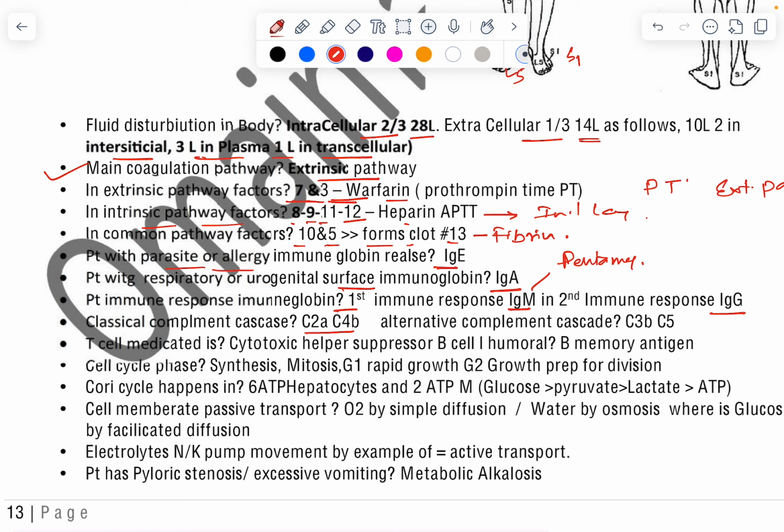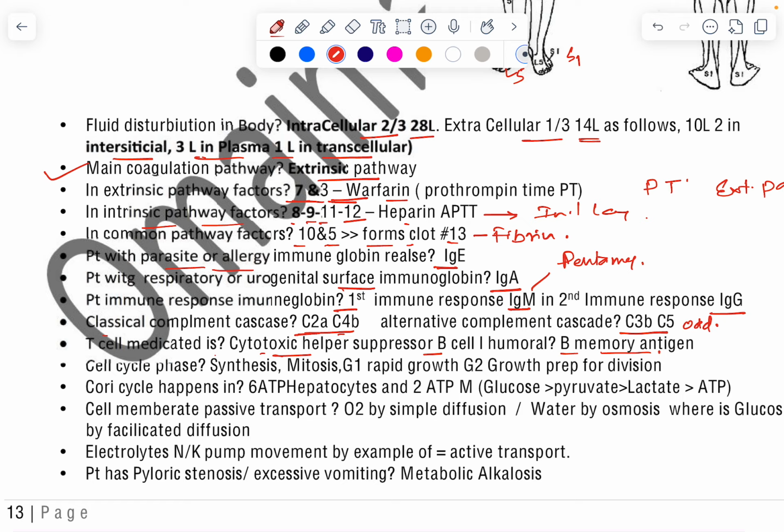Alternative complement is C3. Classical is C2, C4. Alternative is factor B, C3B. 3 and 5 are alternative, 2 and 4 are classical. Even numbers classical, odd alternative. T cell mediated is cytotoxic and helper. T cell helper and suppressor act on B cells. Humoral is B cell.